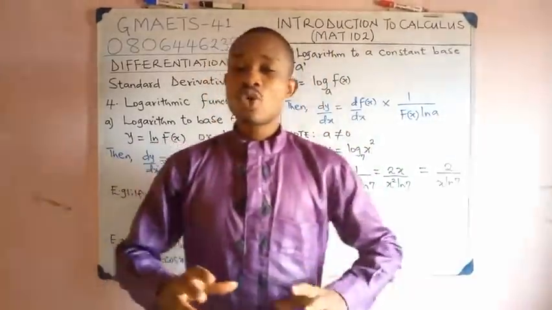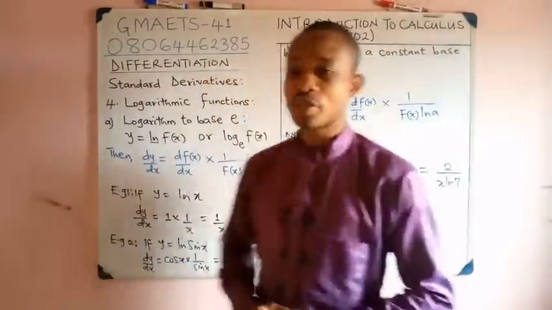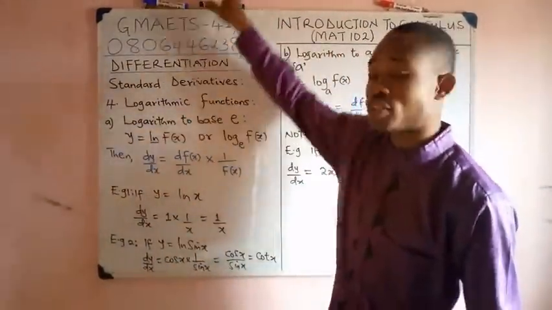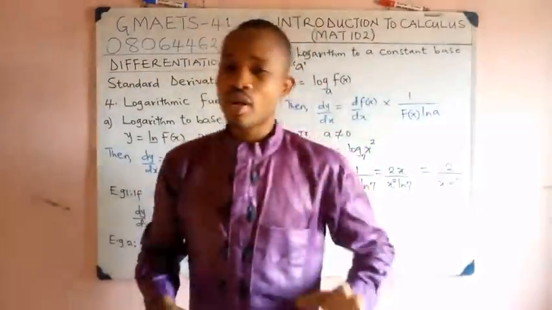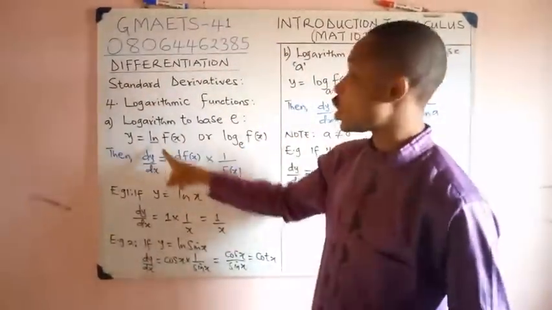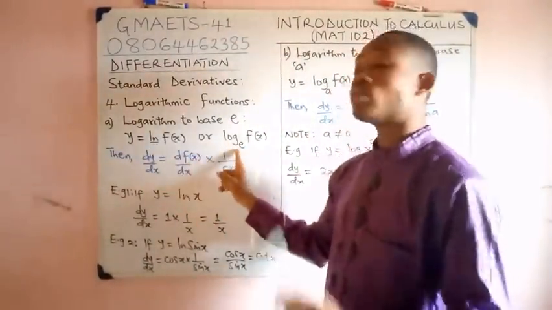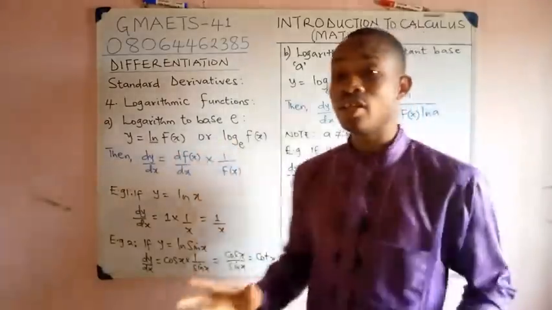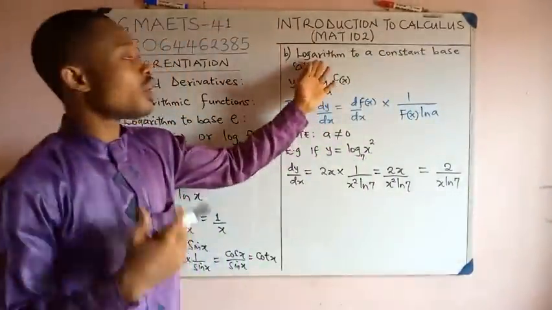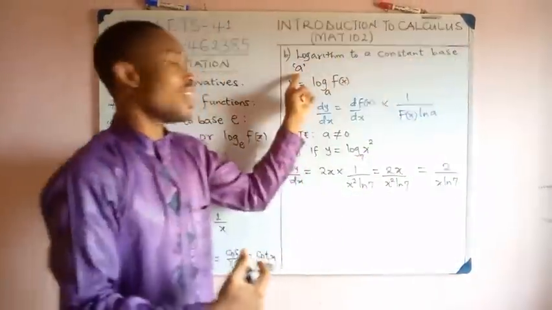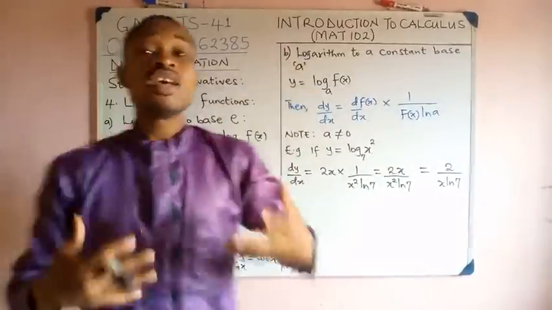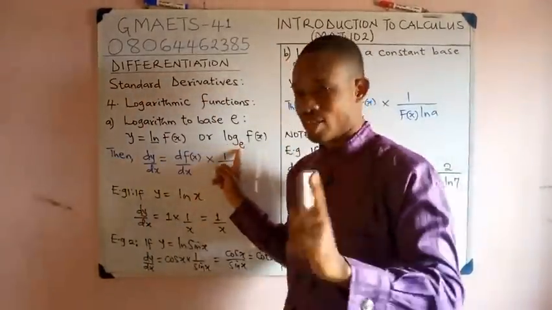Alright, in this video, we now direct our attention to a function called the logarithmic function. We're going to consider two of them: logarithm to base e, which we call ln, or log to base e. This ln and log to base e are the same thing. And then the second is logarithm to a constant base a. In this case, this a is a number which is not the exponential base e.